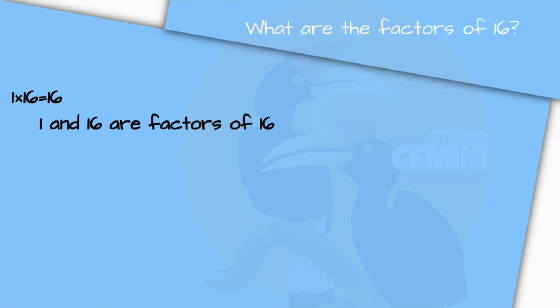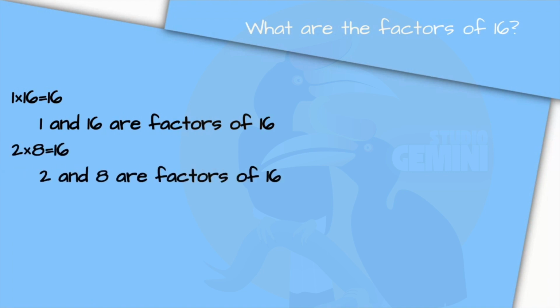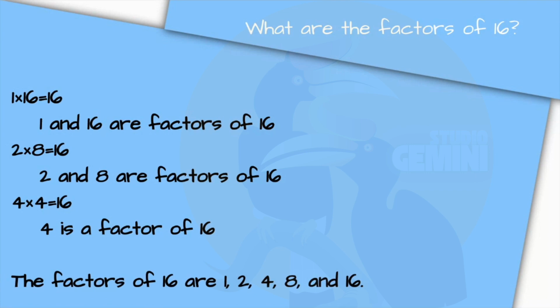2 times 8 also equals 16, so 2 and 8 are factors of 16. Lastly, 4 times 4 equals 16, so 4 is a factor of 16. Going back to the initial question, what are the factors of 16? I will list the factors I've identified here in order from least to greatest. Therefore, the factors of 16 are 1, 2, 4, 8, and 16.